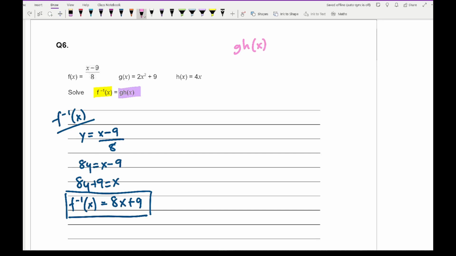Now what we're doing here is we're going to substitute h of x into g of x. So h of x is 4x. So wherever I see an x, I'm going to substitute that for 4x. So here I can see my x. So gh of x is going to be equal to 2 lots of 4x squared plus 9. And then all that's left for me to then do is expand and simplify.